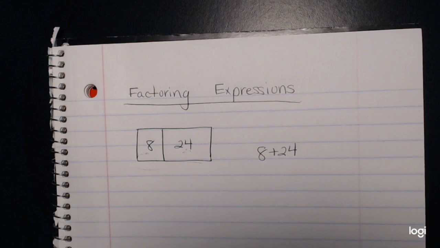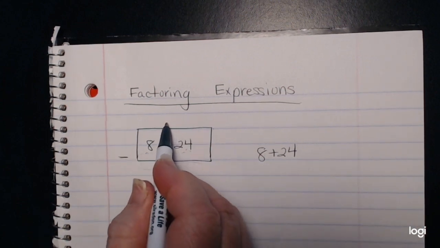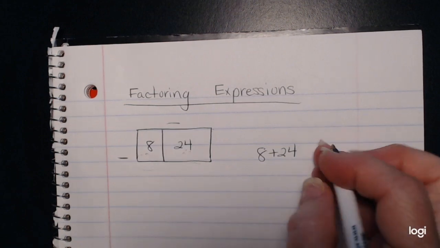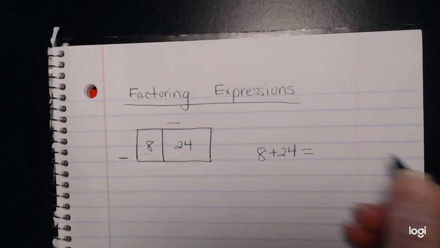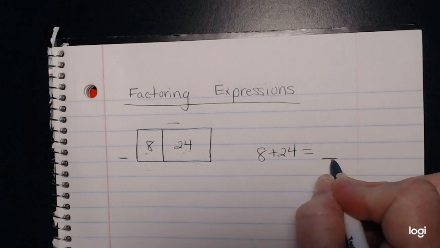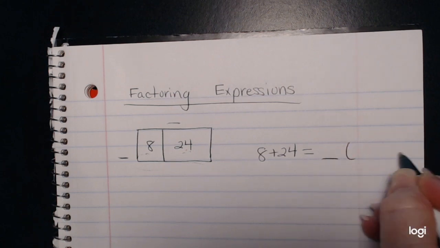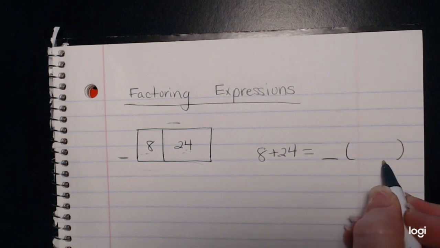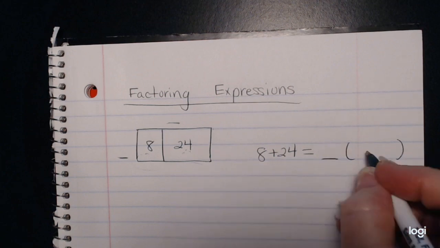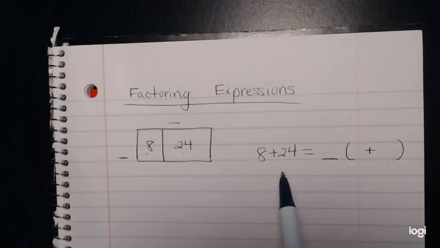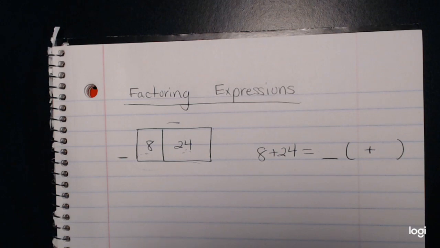Now what I would like for us to do is see if we can solve the length and the width. So we're going to put here an equal sign. And here, we need the greatest common factor. We're going to make something like the distributive property. We see that there's a plus, so we're going to put a plus. So we need to look at our greatest common factor sheet and determine which is the largest factor in 8 and 24.